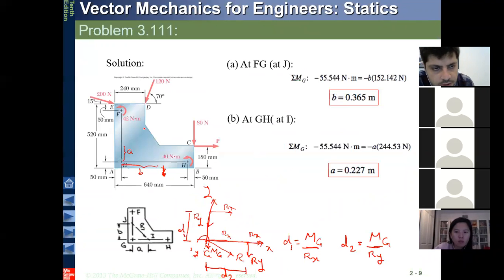Well, A is the length from G to a point on the FG line, and B is the length from G to a point on GH line. What do you mean by the axis? I mean, this is not the axis, this is the length of a line. Did I answer your question, Julian?